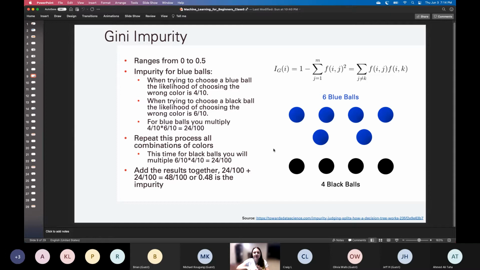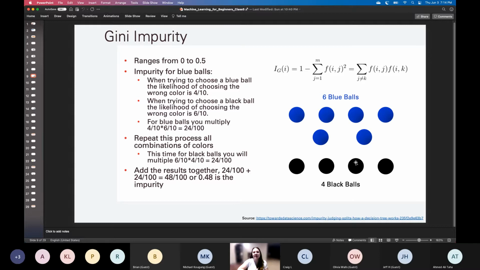So we want to look at our different groups. Say we have one group here, and I'm using a very simple example, and then I'll explain it in the context of machine learning. Say we have a group of balls, blue balls and black balls. We have 6 blue balls and 4 black balls.